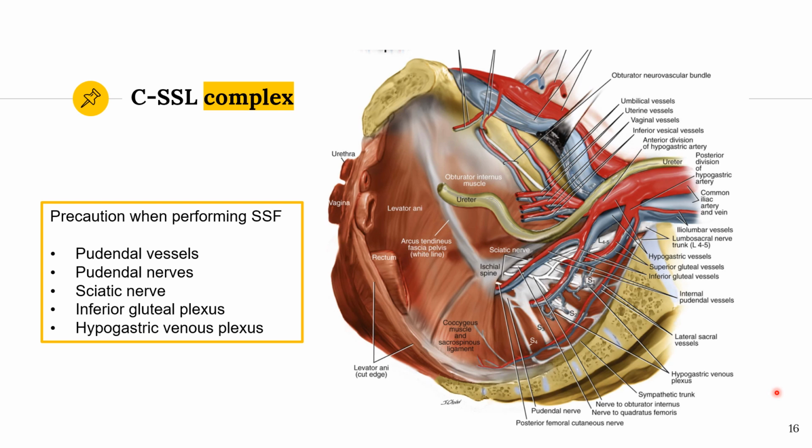With regards to the anchoring point, due to these structures, we should apply the anchoring suture 2 cm medial from the ischial spine on the CSSL complex, and be careful not to go superior to the ischial spine and the CSSL complex. This is crucial to avoid significant bleeding and nerve damage.